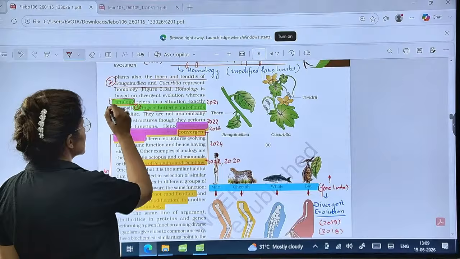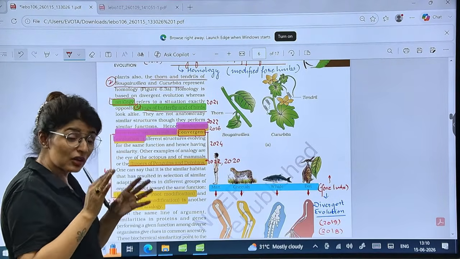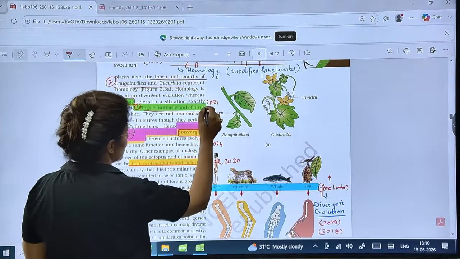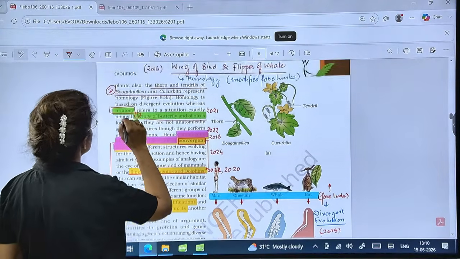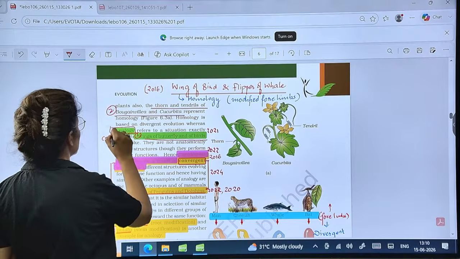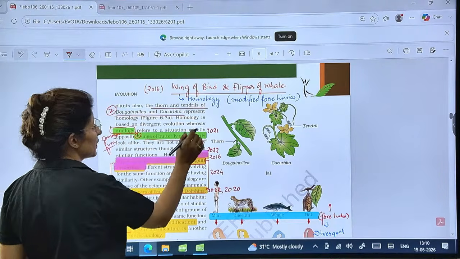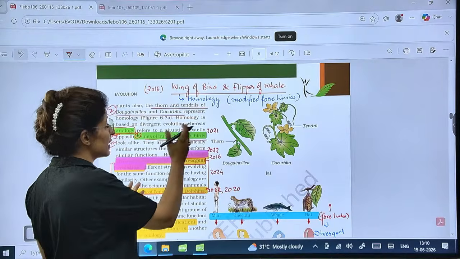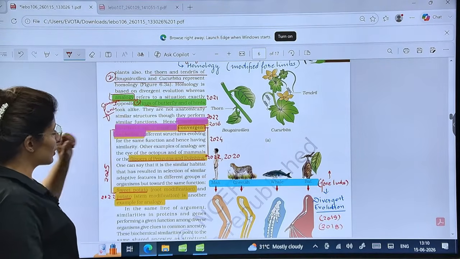So what is analogy? Analogy will have different origin, different structure, but common function. So how do you find out whether it is analogy or homology? So analogy is indicated by common function. For example, see, both wings, be it of butterfly or birds, it will help in flight. Clear? So this results in convergent evolution.